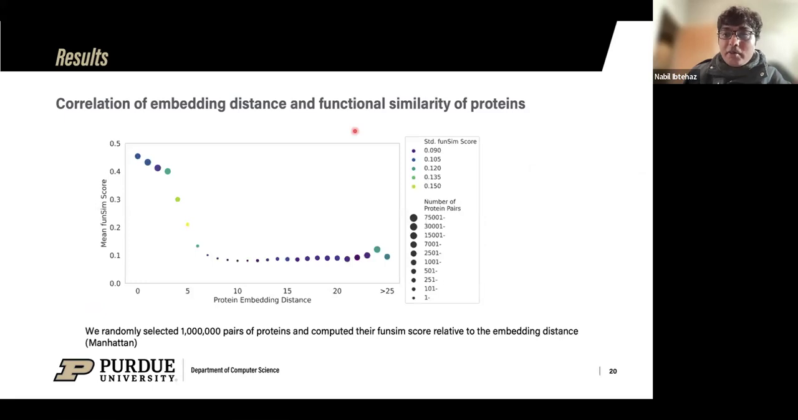So we did the same for protein embeddings. We randomly selected 1 million pairs of proteins, computed their FunSim score, and computed their embedding distance. Then we plotted them here, and we can see that as our distance increases, the FunSim score sharply decreases. And only for the proteins that are very nearby to each other, the FunSim score is kind of high. So we can say that our protein embeddings are also functionally informed from this finding.